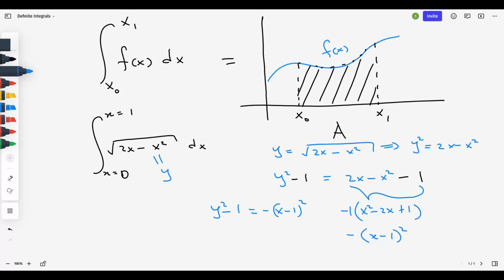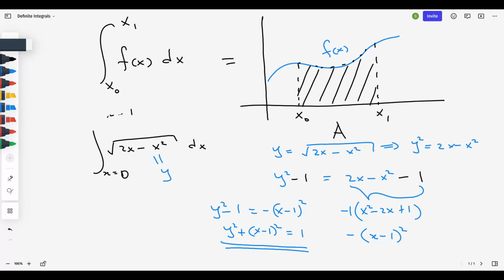Perfect. So now I have y squared minus 1 is equal to minus x minus 1 squared. I can bring all the terms with variables to the left hand side. So I'll have y squared plus x minus 1 squared is equal to 1. This is a standard form for a circle. If you're familiar with circles, you will recognize this as the shape of a circle.